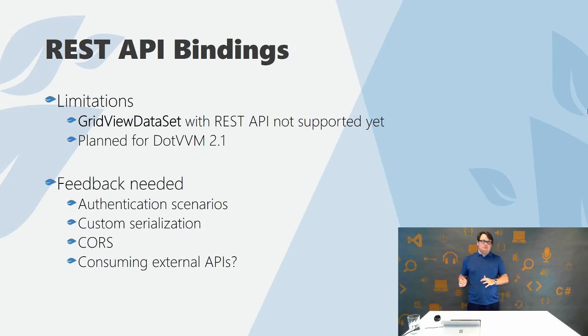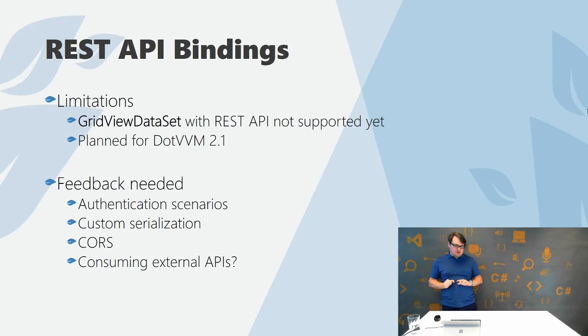Also, things like custom serialization. If the API is not under your control, sometimes it can return something that's very difficult to work with in the view model. We are interested in knowing such cases so we can add more features to make this easier to do. Also, the cross-origin resource sharing.